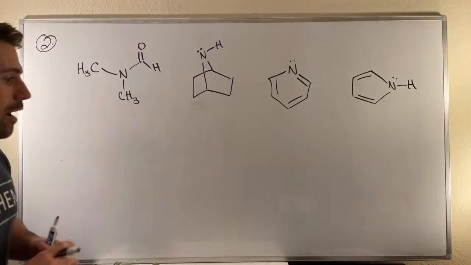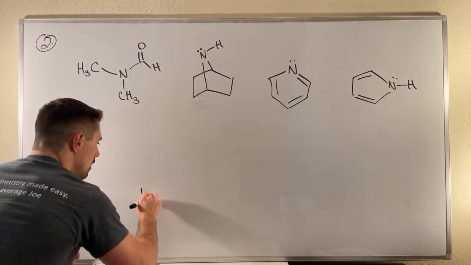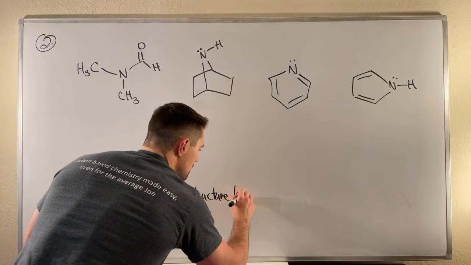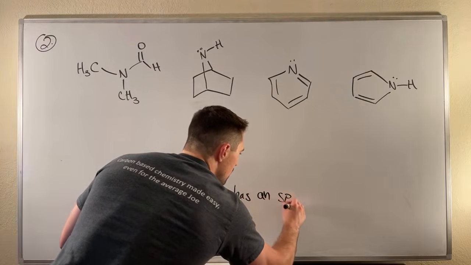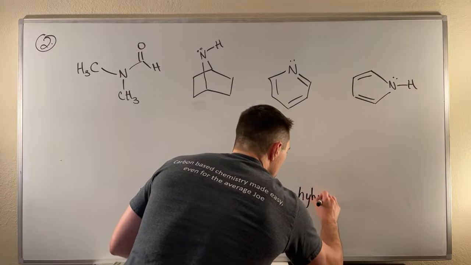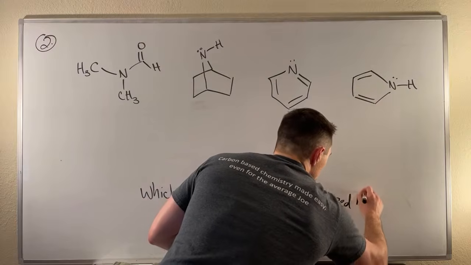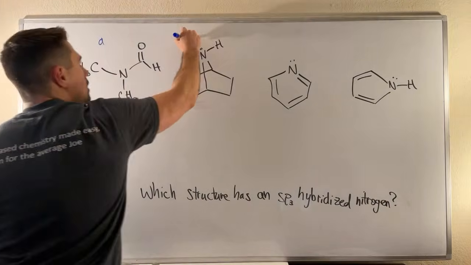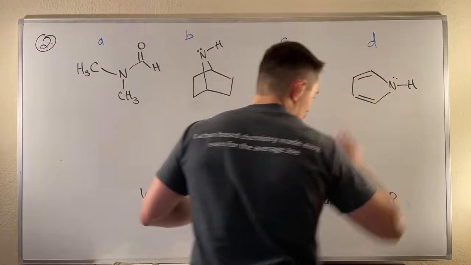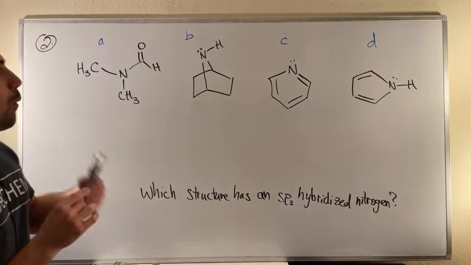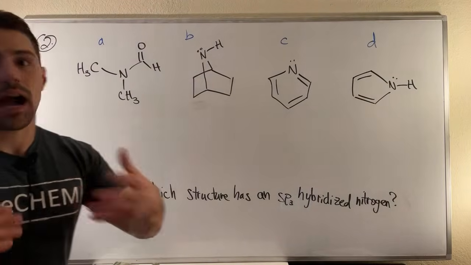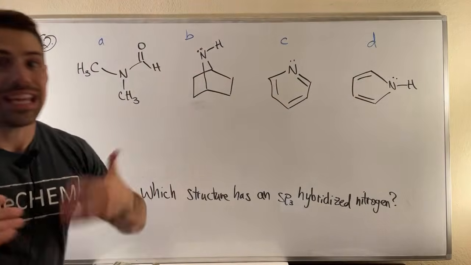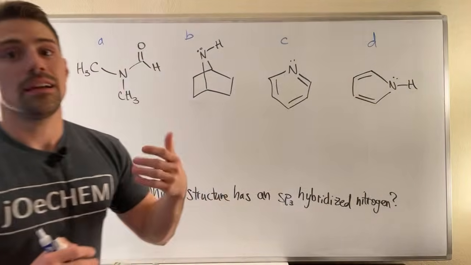Okay. Now, the question here is, which structure has an sp3 hybridized nitrogen? And the goal here would be picking either structure A, structure B, structure C, or structure D. Now, when you look at this, this at its core is a hybridization question. Of all of these four structures, we do see a nitrogen in each, and we need to identify which one is sp3 hybridized.